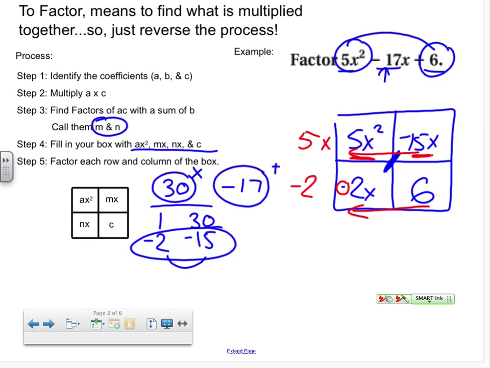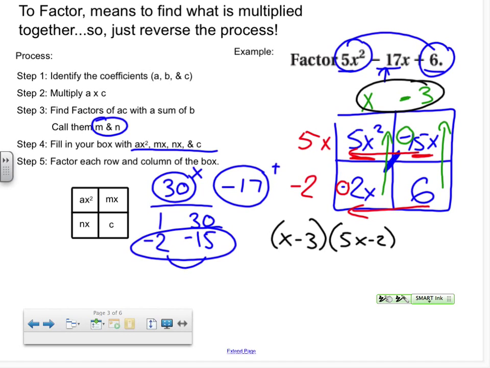Now, go up. Do the same thing going up. All right? So going up, these both have at least an x in them. And then 5 and 2, they have nothing in common, so I'm going to leave that as just x. Going up here, this is a negative, so I'm going to throw the negative out front. 6 and 15 have 3 in common, so that's a negative 3. And there we have our factored form. X minus 3 times, okay, so that's our width of the box, our height of the box, 5x minus 2.